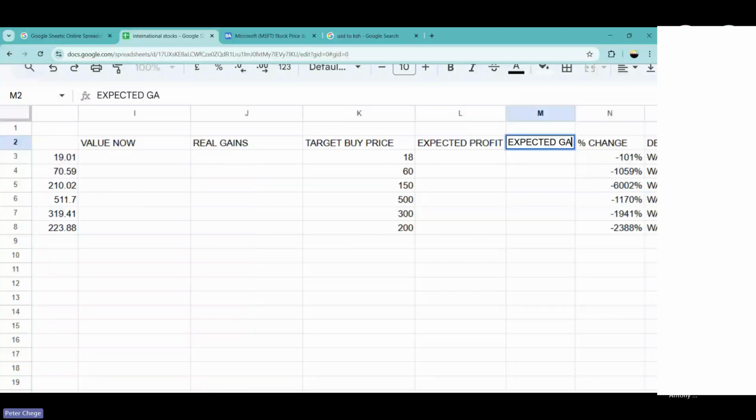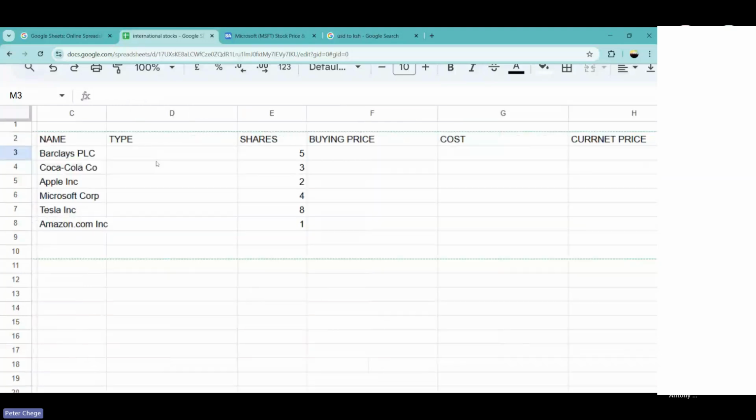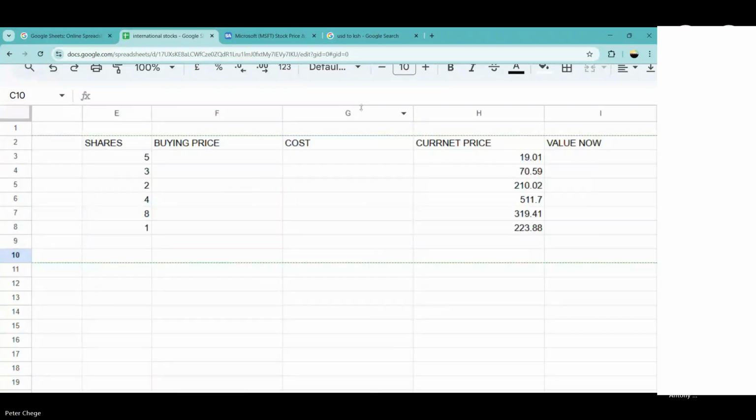So let's see what we can pull. For the type, this one you can just put in manually. Let's go to the buying price. Let's assume maybe we bought it at 10. This one we bought at 80. This at 200. This at 400. I'm just putting dummy data. But when you are buying, remember you have put that data in manually.